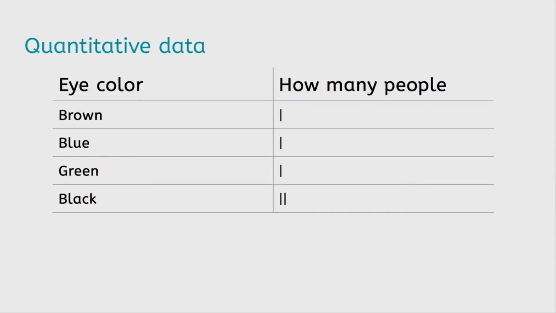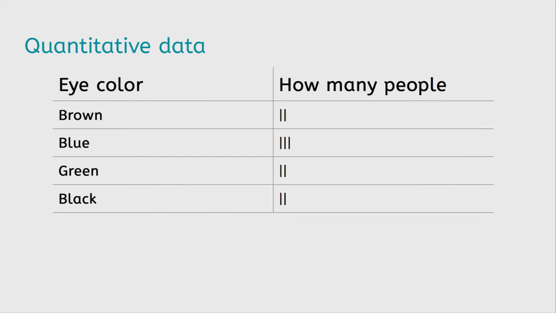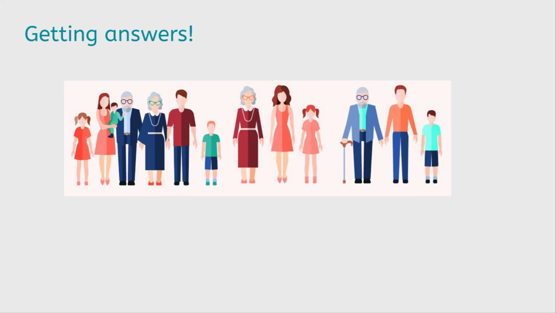We will start to log the answers or data in our table like this, under our data column, how many people. The more family members we ask, the more data we collect. Let's keep going. Now our table looks good. Lots of data. We have asked everyone in the family, what color are your eyes? And we have filled in a lot of tally marks in our data column.